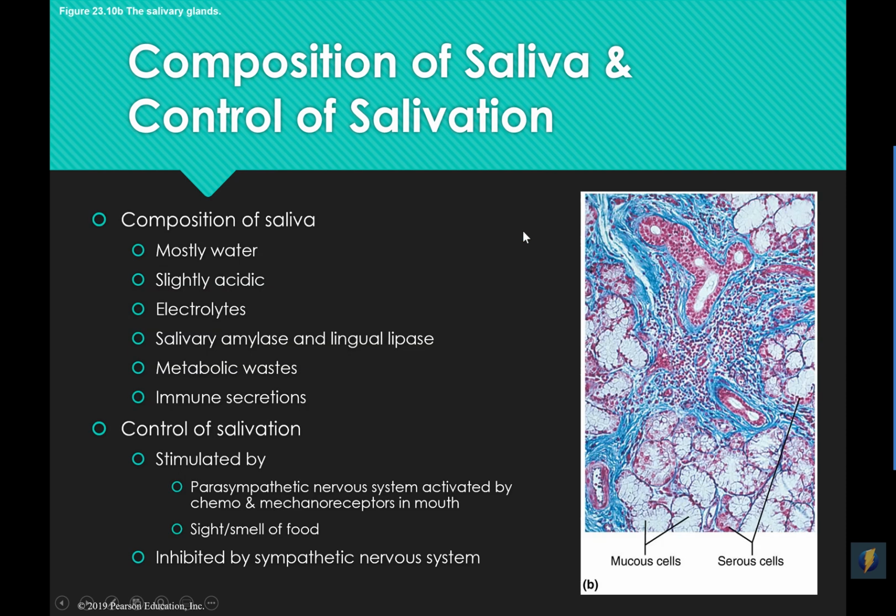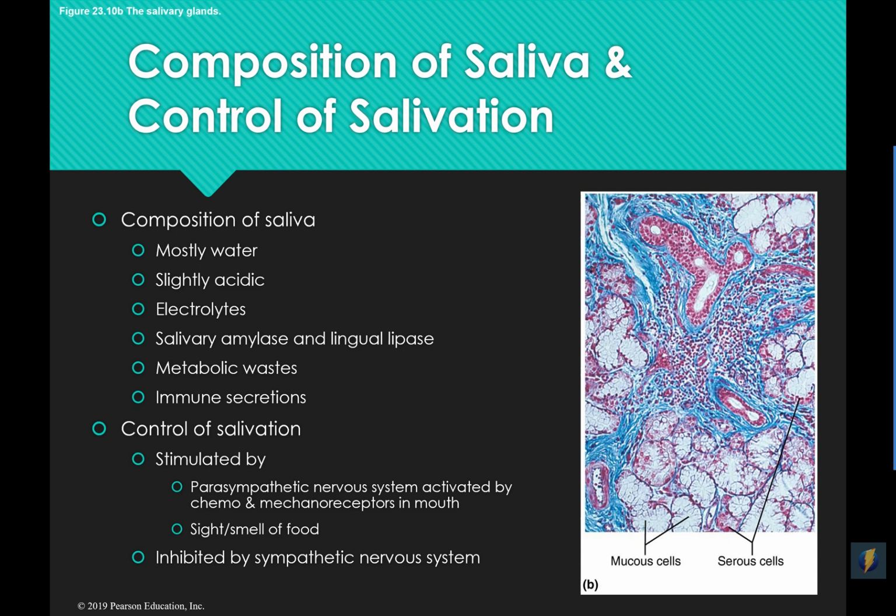Saliva itself is mostly water. It is slightly acidic, so a little more acidic than our blood is. It generally contains lots of electrolytes, so lots of different ions. It will contain those two enzymes. You also find metabolic wastes in your saliva, things like urea and uric acid, and you also find immune secretions. You have defensins, proteins, and antibodies in your saliva. So if you've ever gotten a cut and taken a little saliva from your mouth and washed your cut, it's actually a very useful thing to do because the saliva does contain some antibacterial properties.